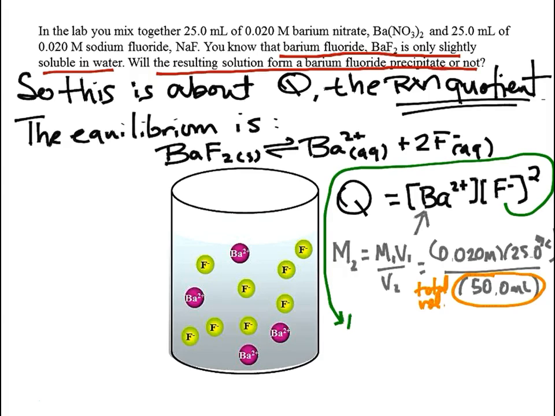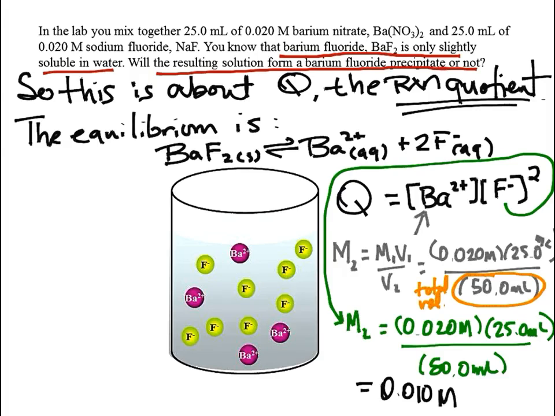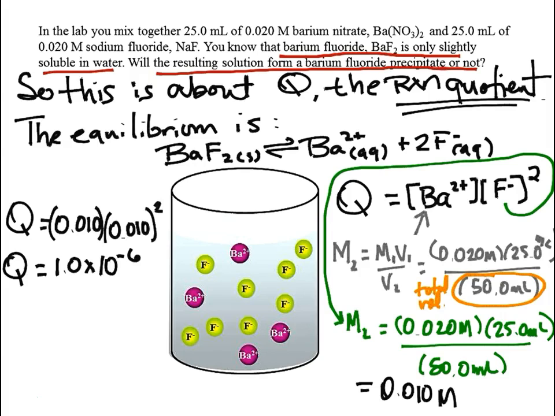The fluoride concentration, we're going to do the same thing. M2 equals M1 times V1 divided by V2, which gives us 0.01 molar. And the barium concentration is also 0.01 molar. So we're going to plug those values in. Q is 0.01 times 0.01 squared, which gives us 1 times 10 to the minus 6.